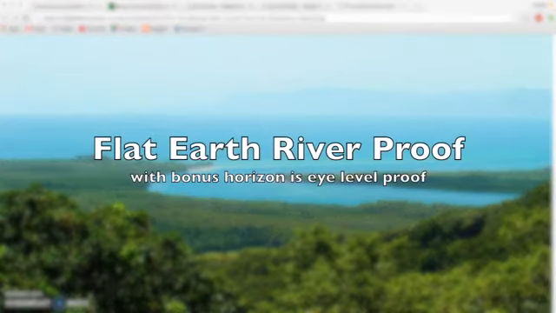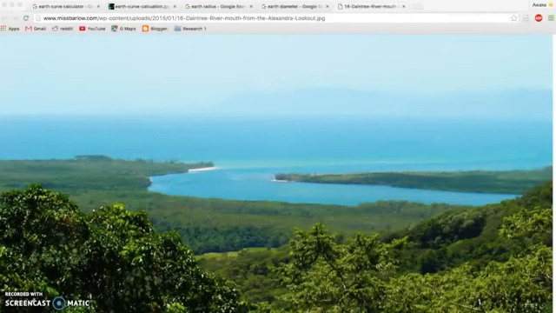So what I'd like to do is share with you all my favorite flat Earth proof, and that is rivers. Rivers prove that we're on a flat Earth and not on a ball, and I'm going to show you how that is. One of the neat attributes about a river is that water flows downhill. So this is a rule that really can't be broken. Water does not flow uphill, it flows downhill.